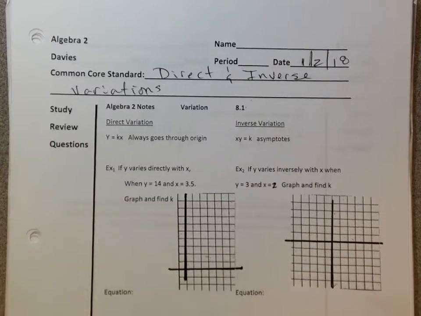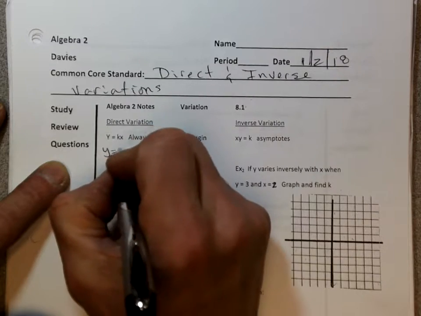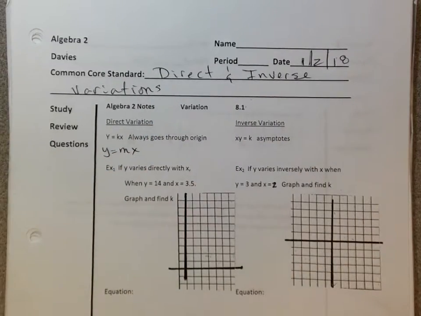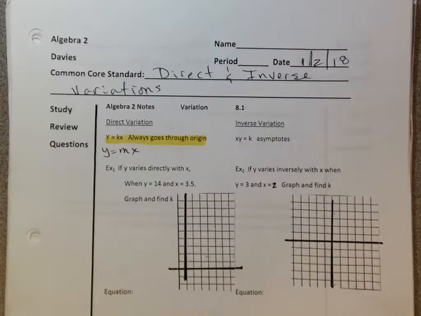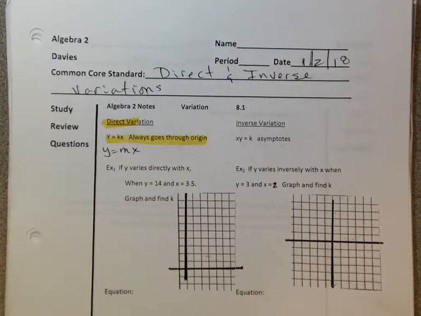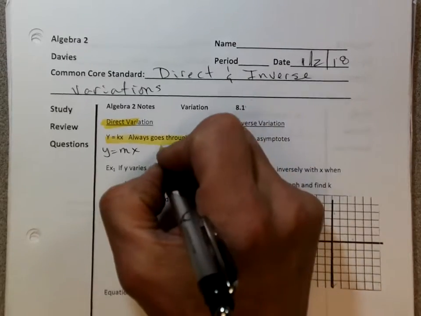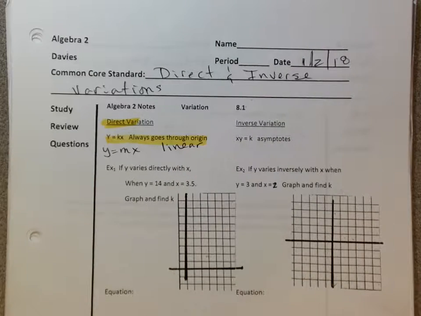So if I start right off the bat, y equals kx sure looks like y equals mx, right? And so we want to remember that the k is really the slope of a straight line. If it's a direct variation, what we talked about is it always goes to the origin. And what Megan said is also correct. It's always going to be linear. It's got to be straight. We know linear means straight line, right? Good job, Megan.